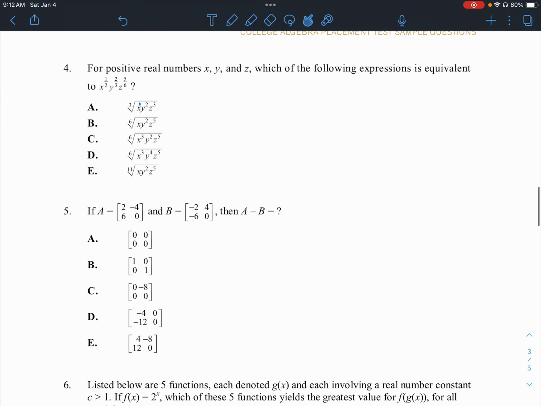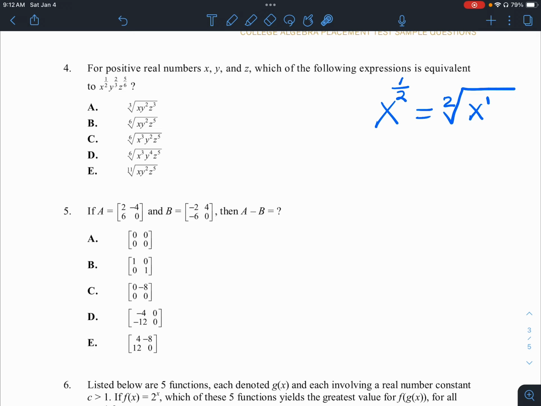Okay, this next problem involves understanding the relationship between rational or fractional exponents and radicals. Okay, fractional exponents and radicals here. Quick refresher. If you have a fractional exponent, such as x to the 1/2, that can be expressed as a radical. The denominator of your fraction is the root, and the numerator of the fraction becomes the exponent. Okay, so square root of x to the first is the same thing as x to the 1/2.